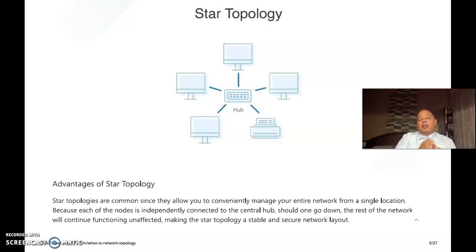And then every node is independent, so if a particular node fails, it will not affect the entire network. We'll see some other topologies wherein if one particular network node fails, then the entire network will be down. So that is not the case with the star topology. Each node is independent. It is independently connected to the central hub, and it also functions independently. Its uptime or downtime doesn't affect the entire network.